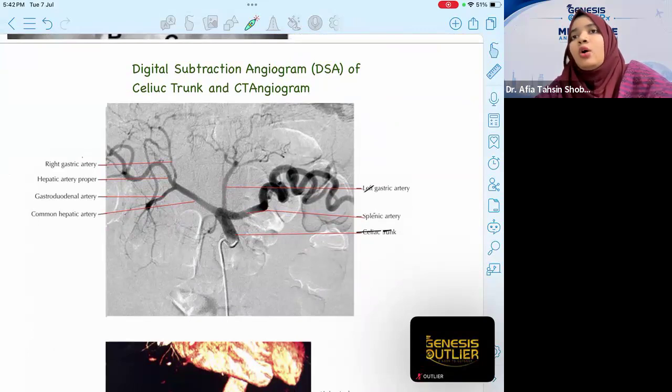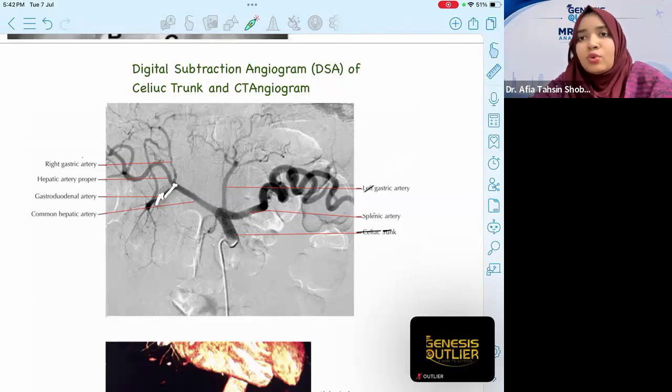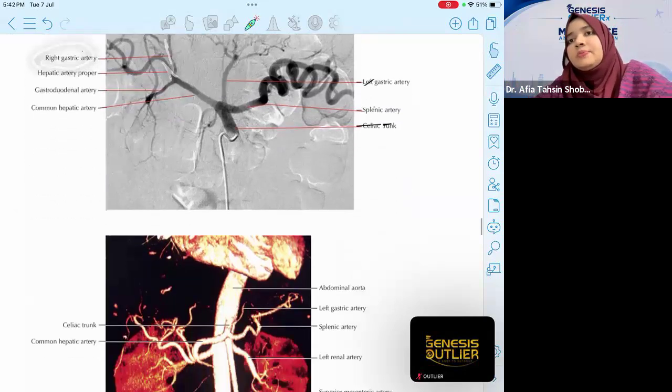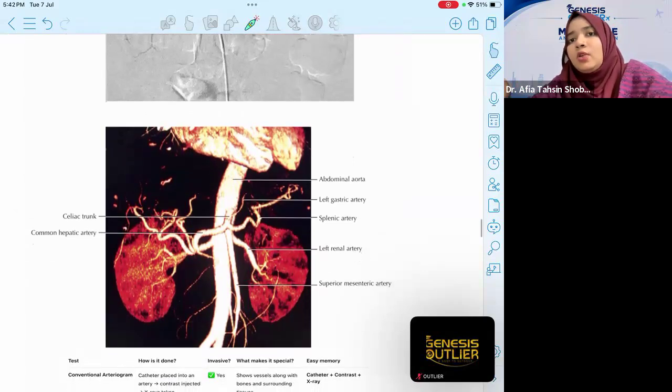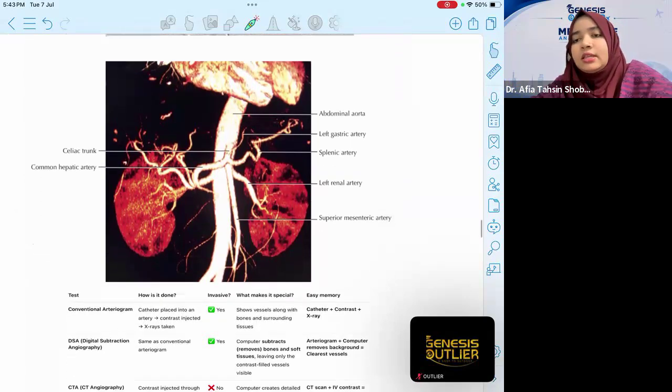See this DSA, or digital subtraction angiogram. This is celiac trunk. This is splenic artery, this is left gastric artery, and this is common hepatic artery. These two main branches I have covered. Now come to the downward branch. This is gastroduodenal artery, and upward you will get hepatic artery proper, and here you will get right gastric artery. You can solve it easily because I have already told you these things.